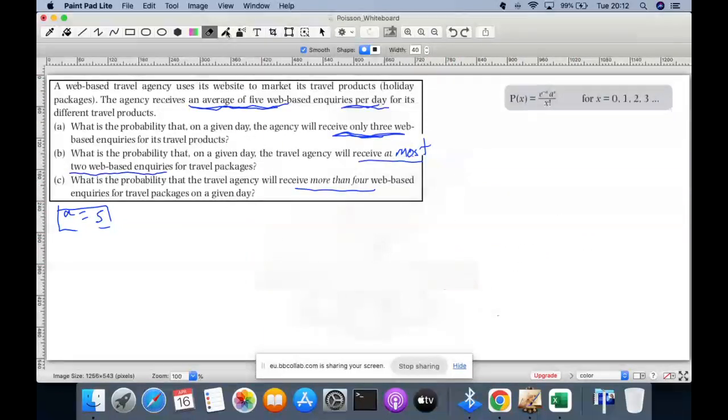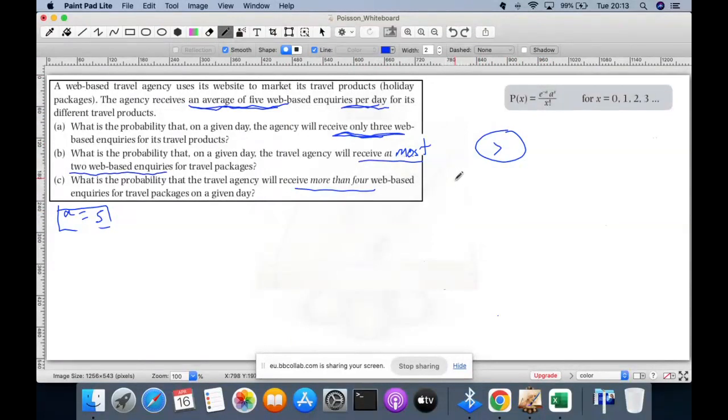Okay. So now they're asking us to work out the probability that they'll receive more than 4 web-based inquiries for travel packages. When we say more than, it's very important that you understand when to use each of these symbols: greater than, greater than or equal to, less than, and less than or equal to, because they mean very different things. In this question for C, when we say more than, we're referring to this. We're not talking about the other ones. So when we say more than, we use this symbol.